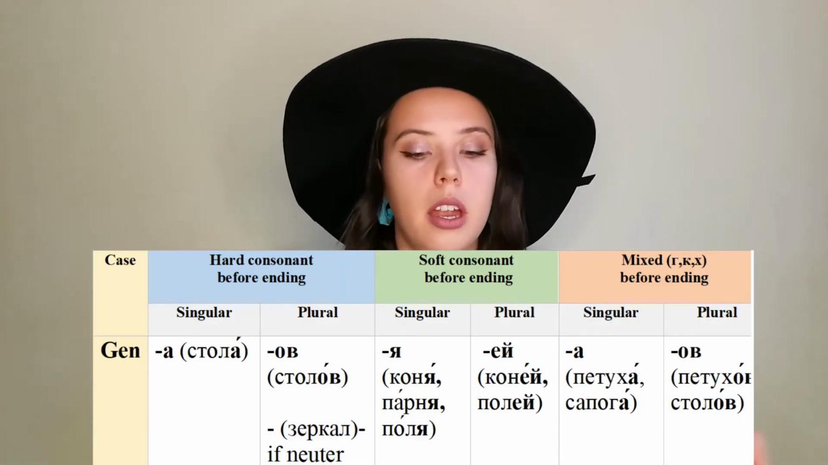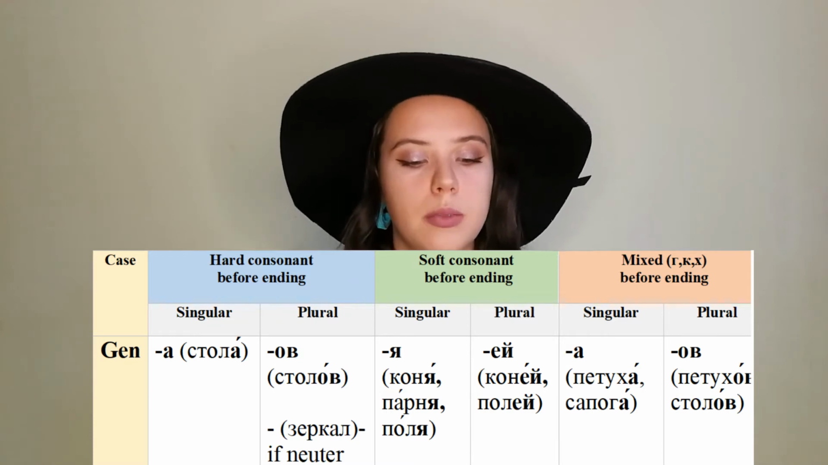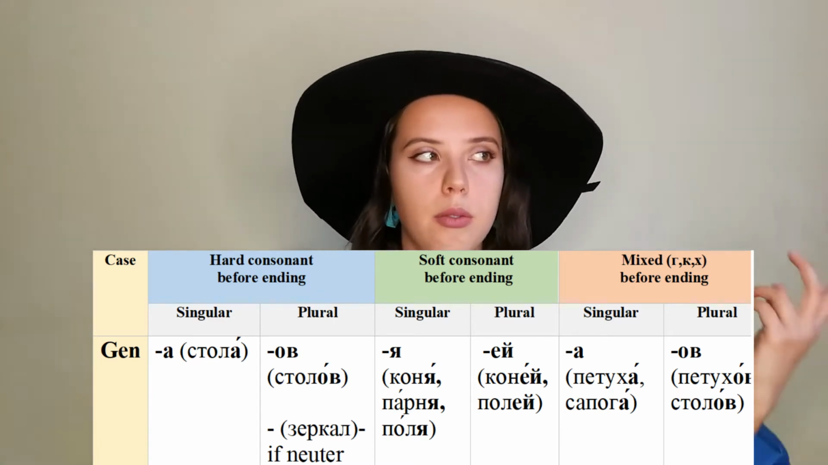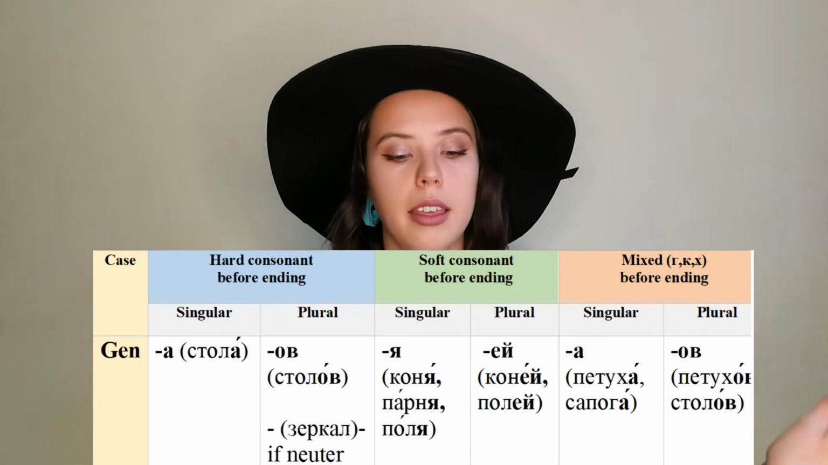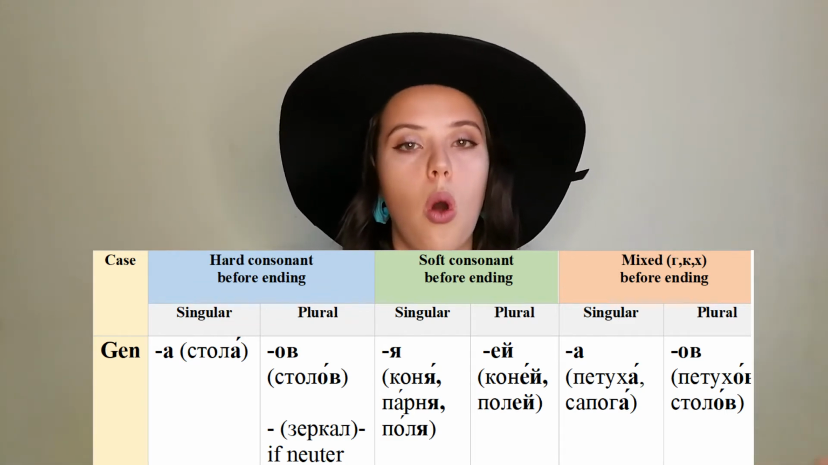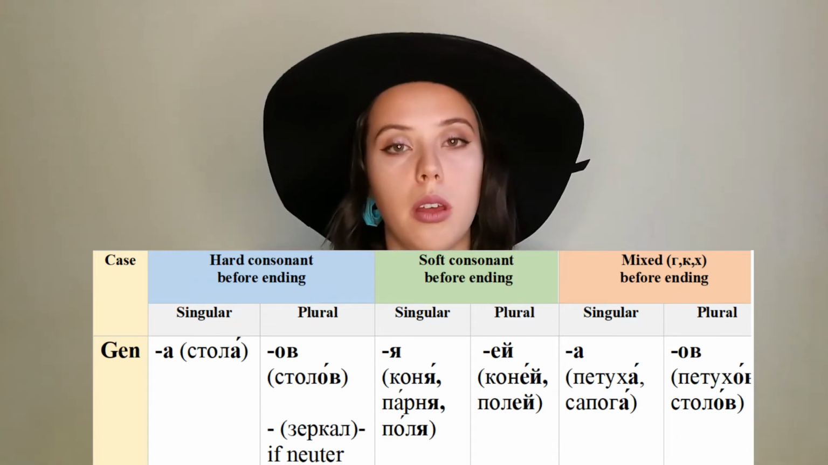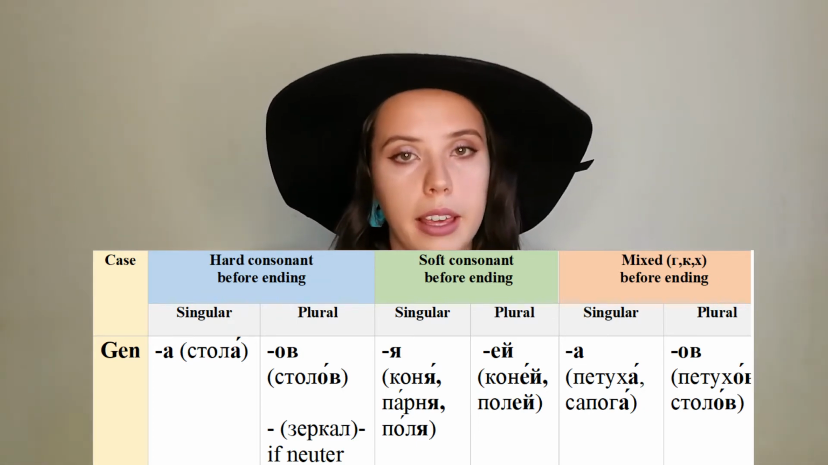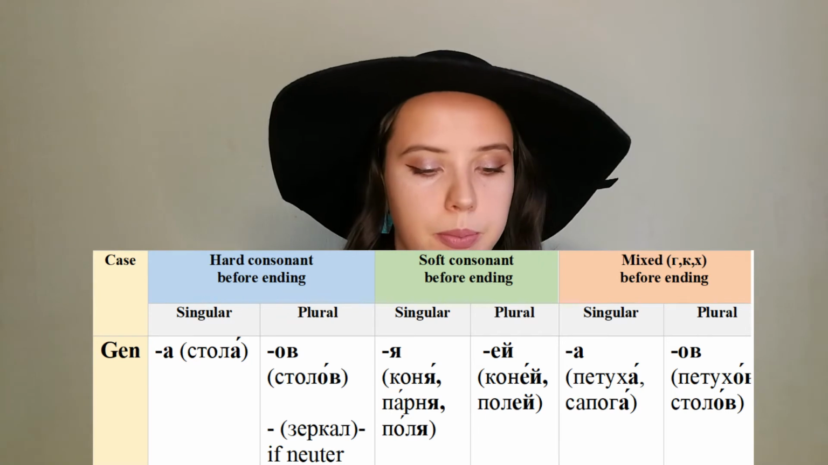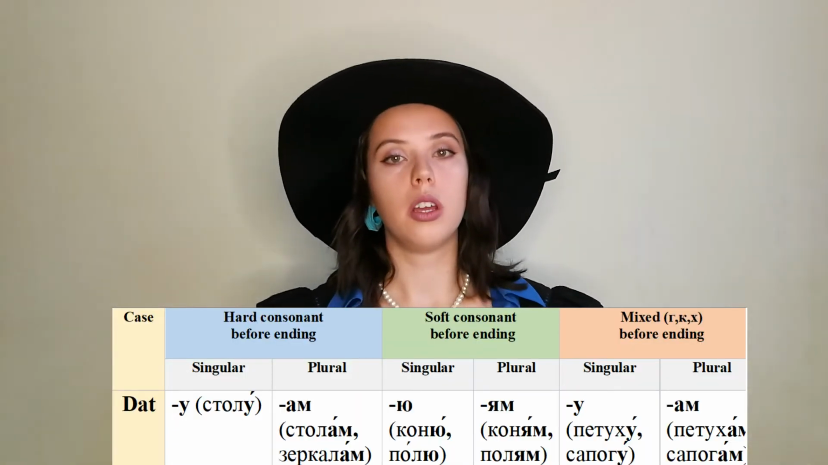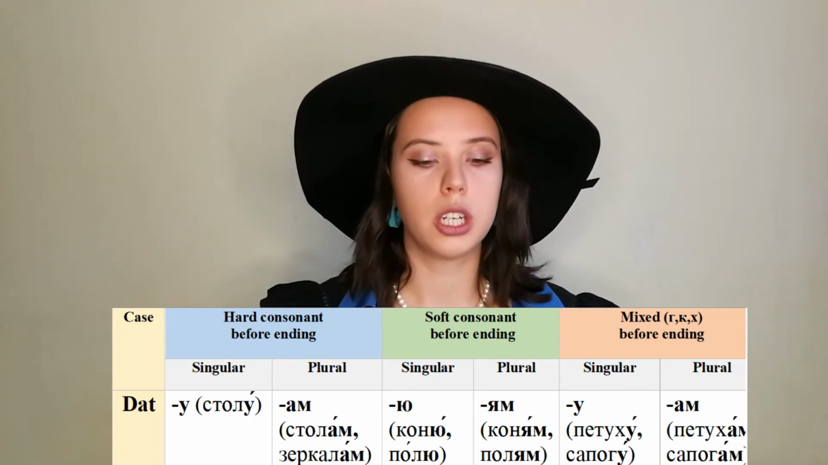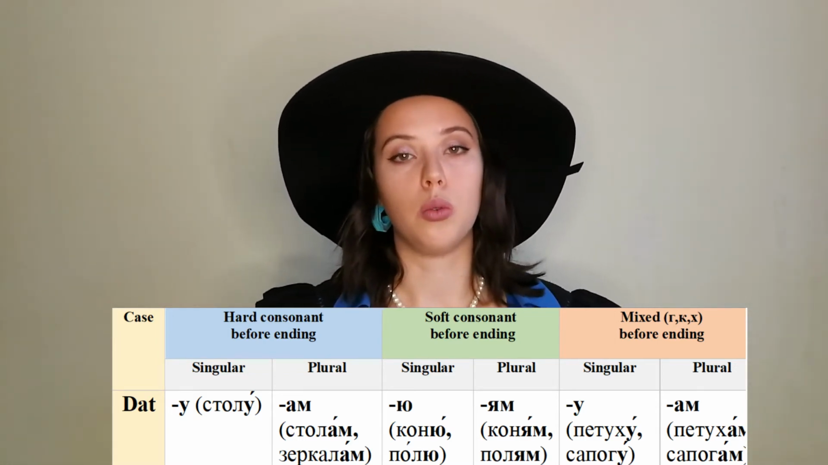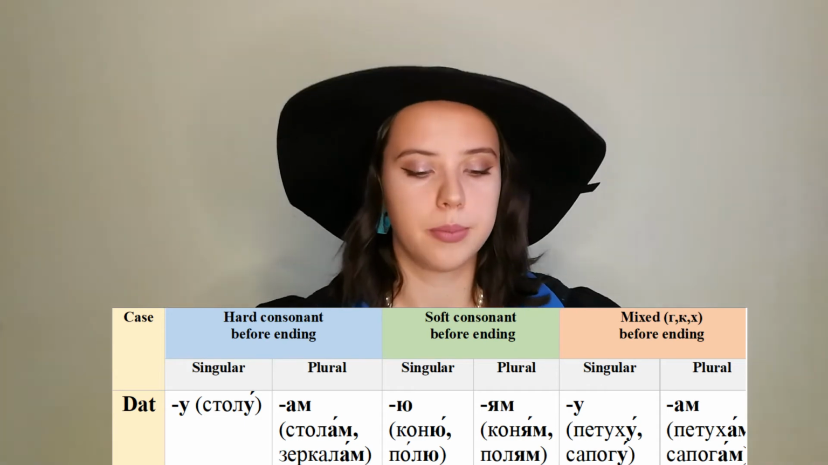Okay, so let's go to the genitive. For the genitive, there will be an а ending for the singular form. Стола. For the soft version, а goes to я, so it will be коня, парня, поля, ending я. And for the mixed, it will be again а. Петуха, сапога. So, а, я, the ending of genitive form, singular. Dative, ending у or ю. Столу, hard version. Коню, полю, soft version. And петуху, у, again, for the mixed.